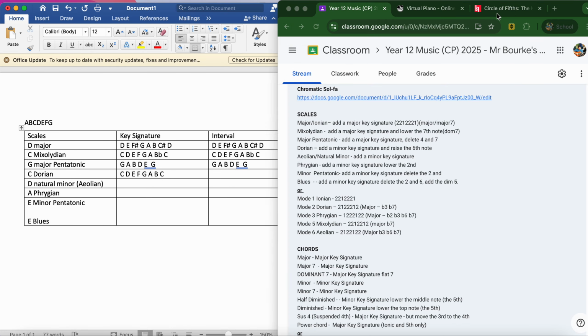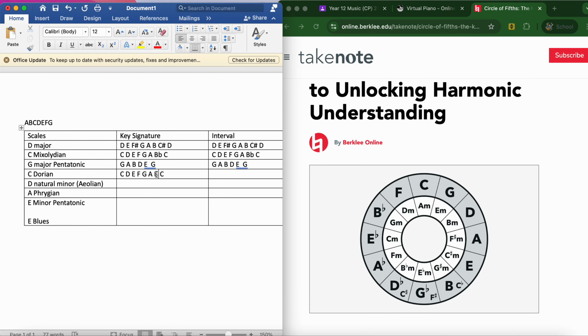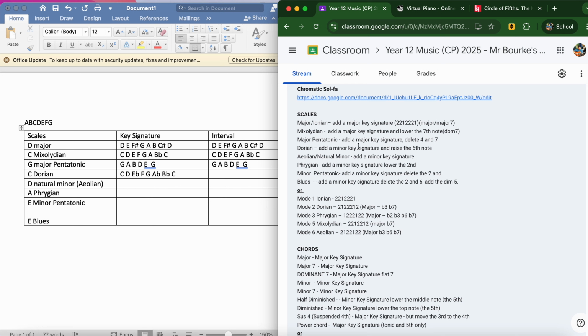So this is where we have to use more than 2 flats because C minor has 3 flats. 1, 2, 3. And they are B, E, and A. B, E, and A. So now it's a natural minor, Aeolian, because we've added a minor key signature.